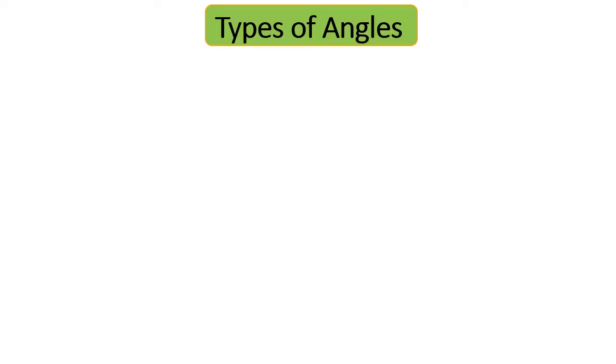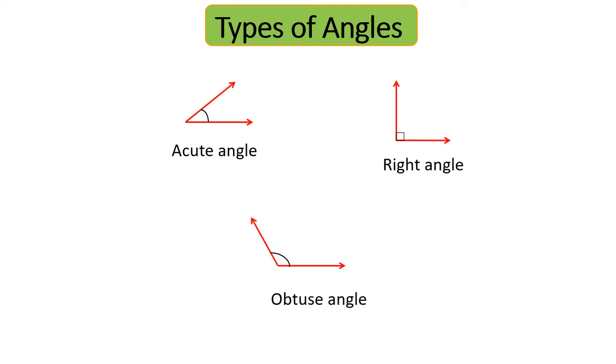Now let's go ahead and discuss the different types of angles. The simplest and most common type of angle is called an acute angle. If the angle is less than 90 degrees, less than a right angle, see, this one is less than 90 degrees. So this is called an acute angle. If it is exactly 90 degrees, then it is called a right angle. And if the angle is more than 90 degrees, then it is called an obtuse angle.